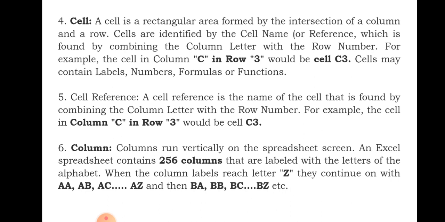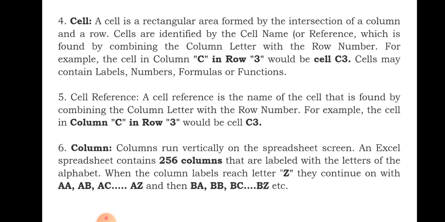A cell itself is a rectangular area formed by the intersection of columns and rows. A cell can be identified by the cell name or reference, which is the same thing as cell reference, which I'm going to talk about in number 5, which is found by combining the column letters with the row numbers. For example, the cell in column C in row 3 would be called cell C3. A cell may contain letters, numbers, formulas, or functions. So cell reference is the name you give a particular cell, which we have mentioned in number 4.